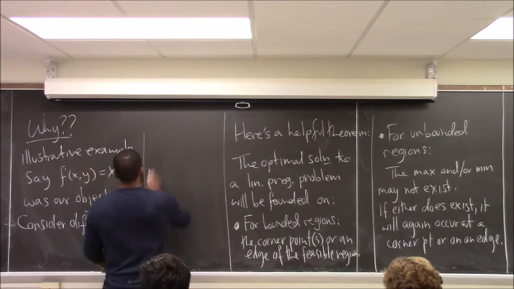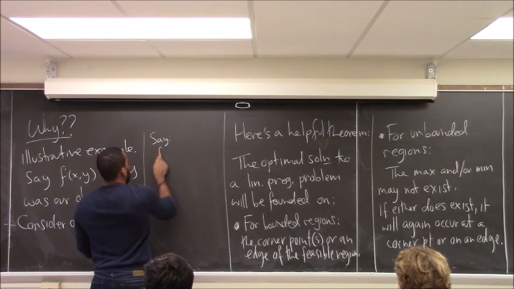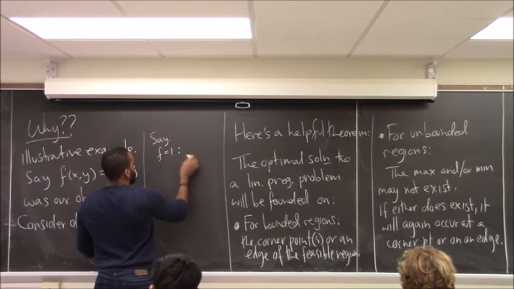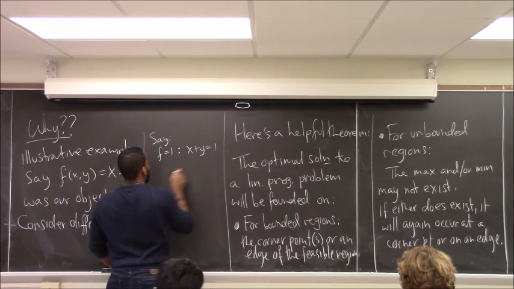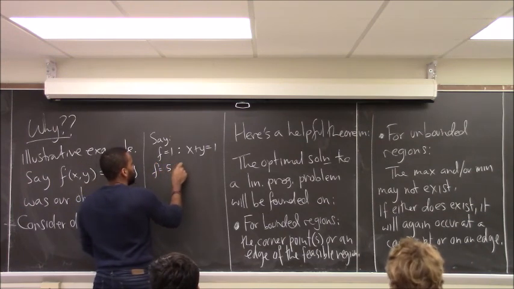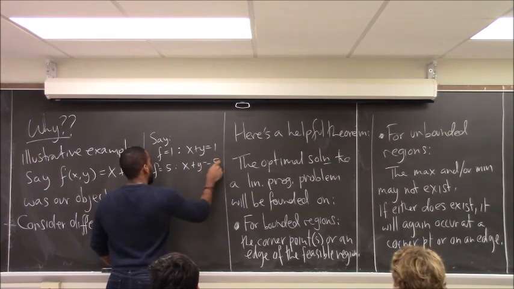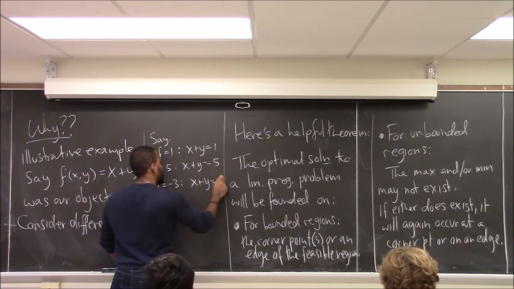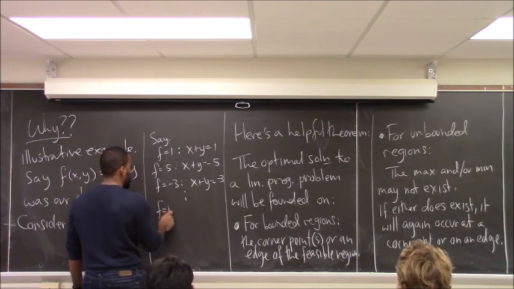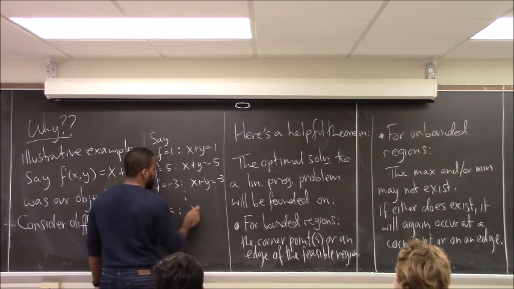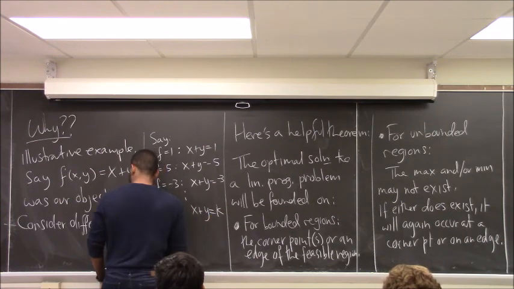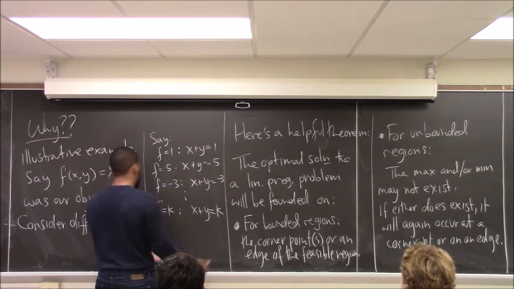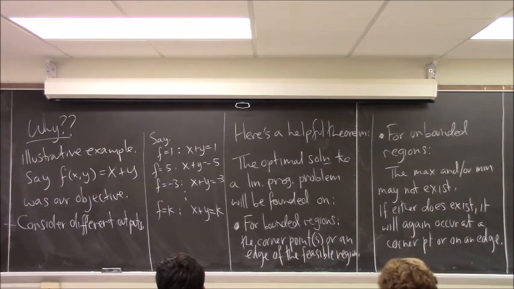So say f equals 1, which means you'd have x plus y equals 1, or say f equals 5, you'd have x plus y equals 5, or say f equals minus 3, you'd obtain x plus y equals minus 3, or just in general f equals any k, you'd end up with x plus y equals k. Now, what are all of these? What do all of them have in common?